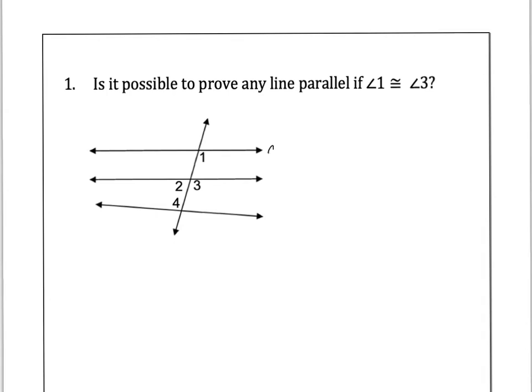Next, let's put an A, a B, and a C here, and let's put a D up here. Number 1, is it possible to prove any lines parallel if angle 1 is congruent to angle 3? Here's angle 1, here's angle 3. If we know they are congruent, do any lines have to be parallel? The answer is yes. A would have to be parallel to B, because those are corresponding angles. And if the corresponding angles are congruent, the lines would be parallel.